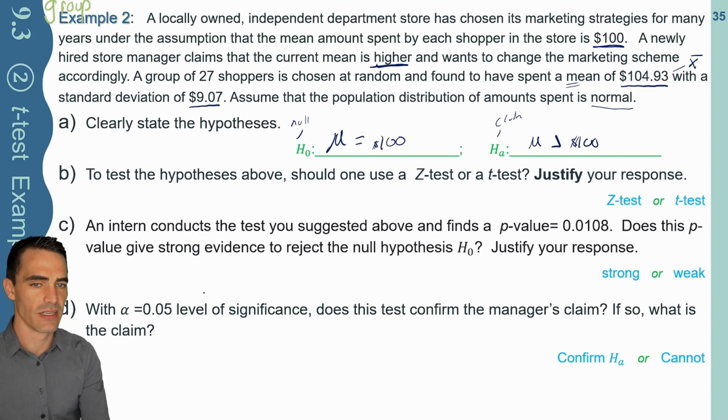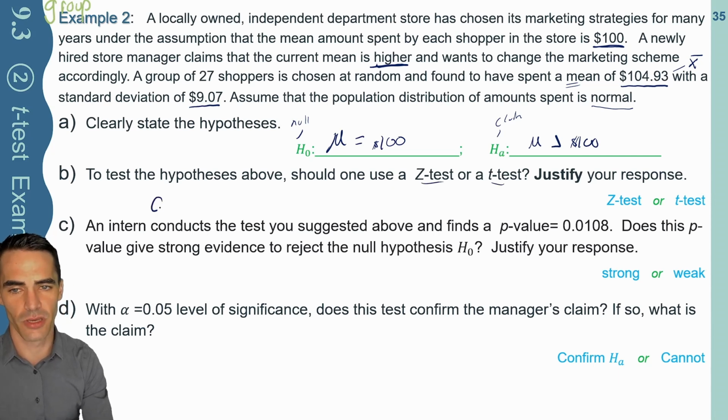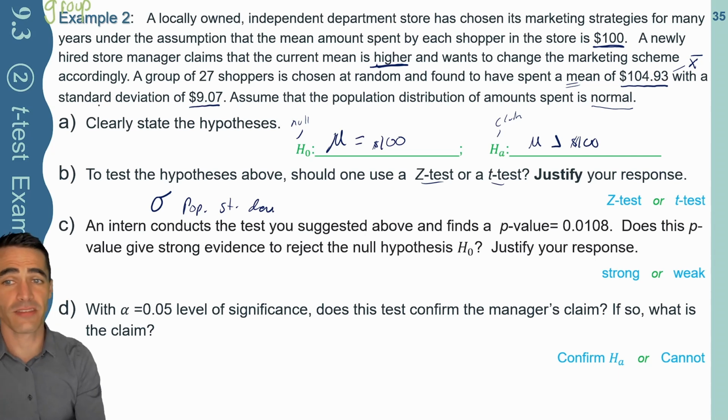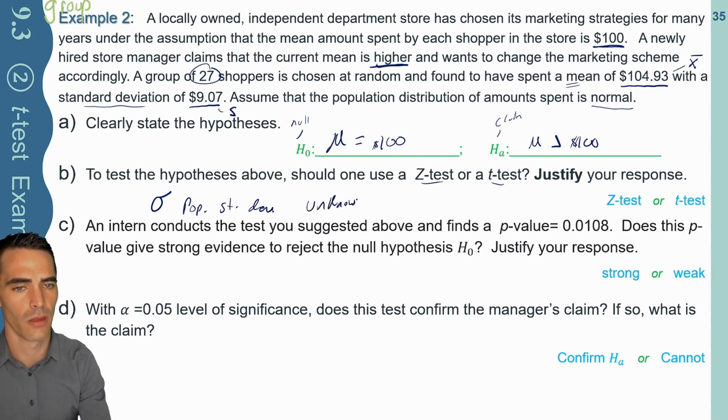To test this hypothesis, should one use a Z or T test? Again, the game here is just, do we know the population standard deviation? Is it known or unknown? We have a standard deviation here of 9.07, but notice this comes from the sample. This should be abbreviated s. So the population standard deviation is unknown.